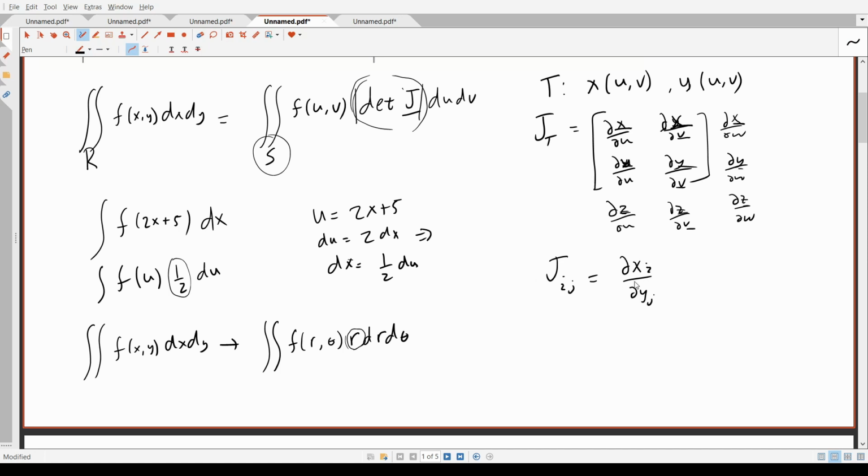So the second coordinate is going to be the y. The second row, x2, is going to be y. So dy/du, dy/dv, dy/dw, and whatever else. Anyways, that's how I remember it: the ij-th component of the Jacobian is dxi/dyj. Or you can just remember it this way. Personally, I find it more useful to think about it this way, but it's up to you.